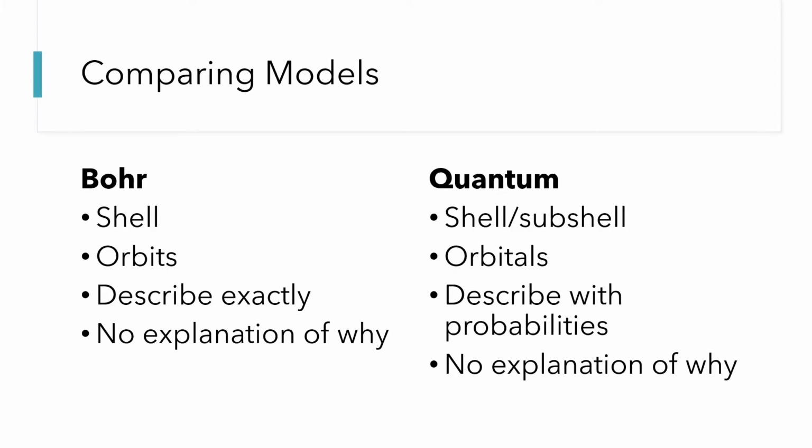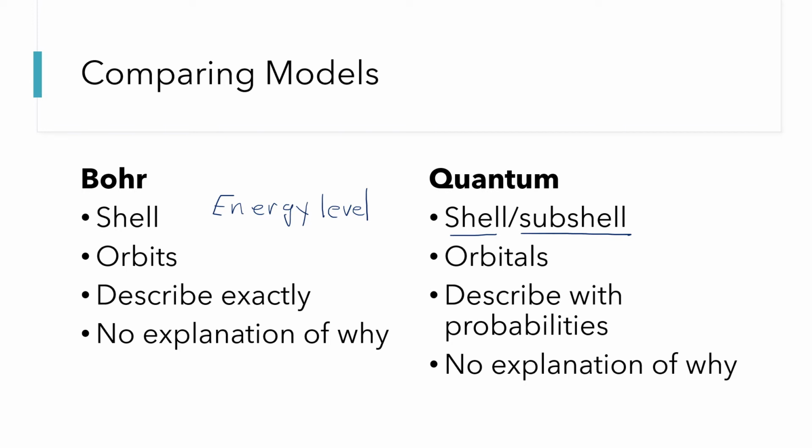To compare the Bohr model with the quantum model, both Bohr and the quantum model talk about the electrons being arranged in shells. Another term that's sometimes used for shell is energy level. The quantum model also subdivides those shells into subshells. So we'll talk about both shells and subshells.